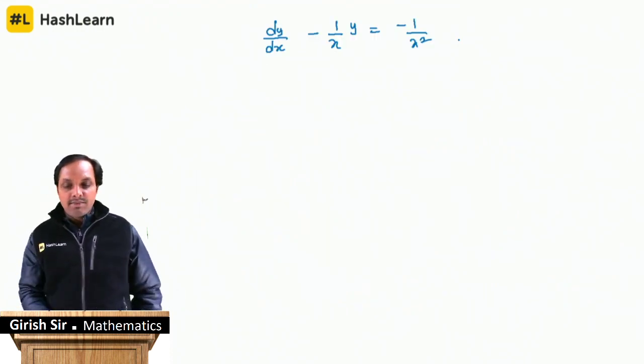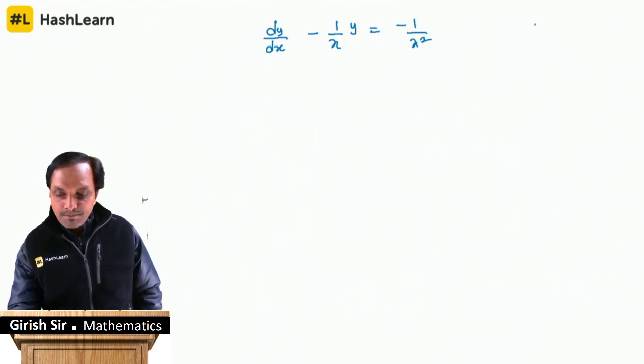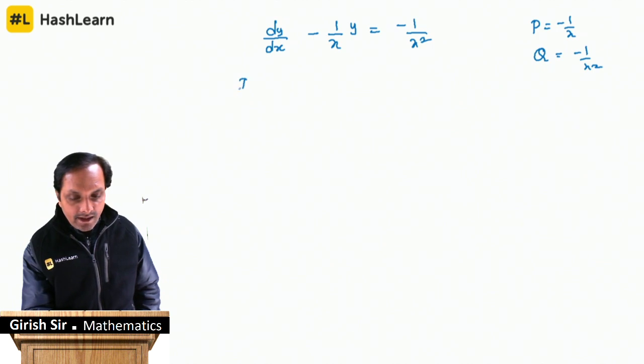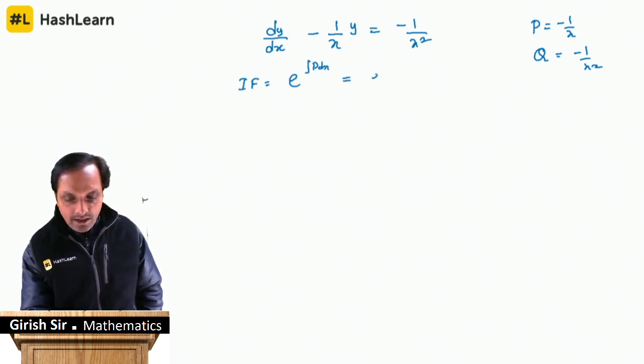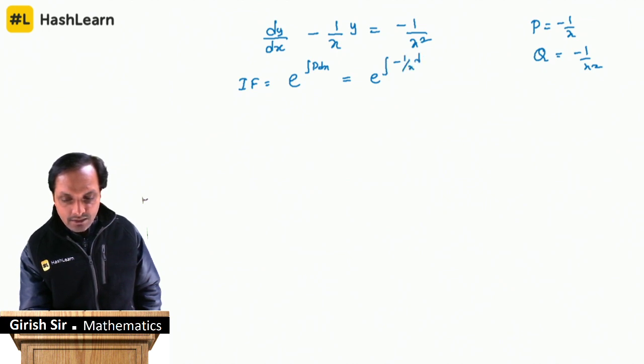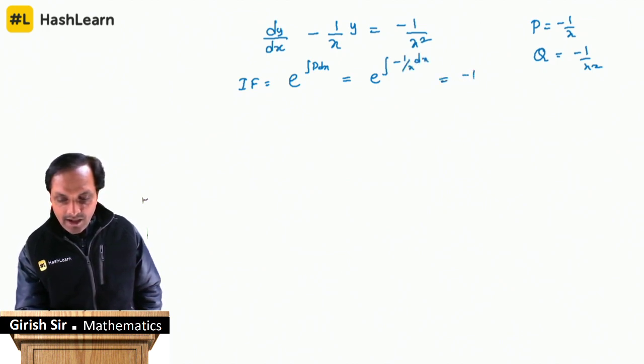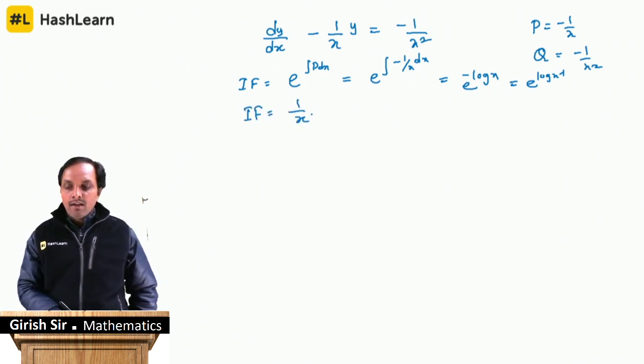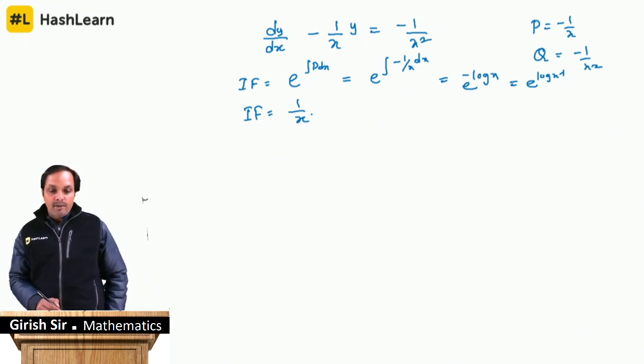So you know that this becomes a standard form. What is p here? Minus 1 by x. And what is q here? Minus 1 by x square. You know, integrating factor is e to the power integral p dx. So this became e to the power integral minus 1 by x into dx. This is minus log x, e to the power, taking it up, it will become e to the power log x power minus 1. Your integrating factor will be just 1 by x. Integrating factor will be 1 by x.